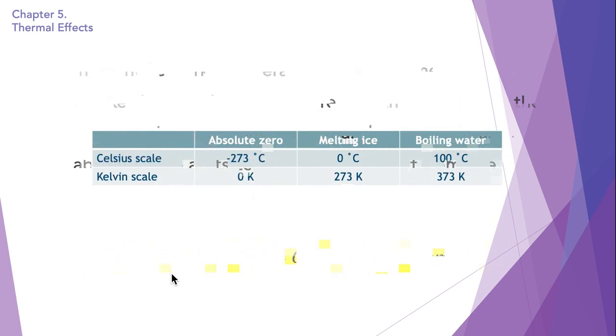So minus 273 degrees Celsius is equal to 0 Kelvin, the absolute zero of both scales. The Celsius scale has minus 273 as absolute zero, and the Kelvin scale has 0 Kelvin. The temperature at which ice melts is 0 degrees Celsius and 273 Kelvin. And the temperature when water boils is 100 degrees centigrade and 373 Kelvin.